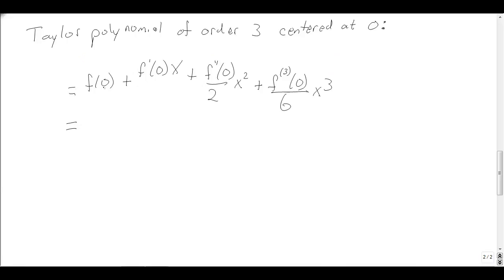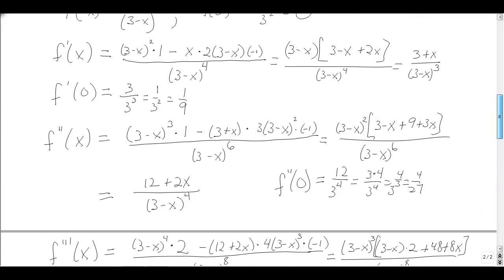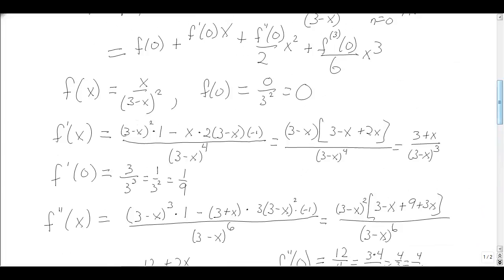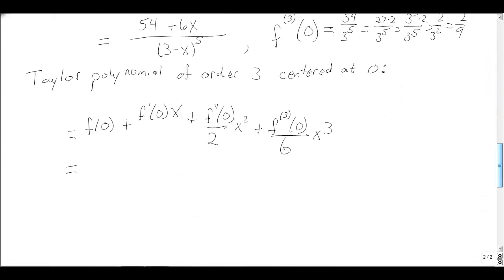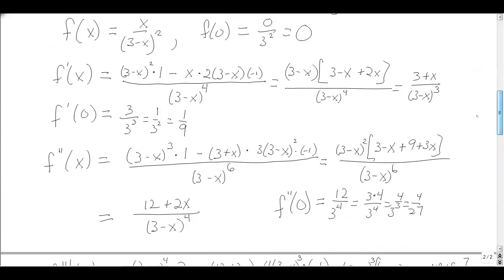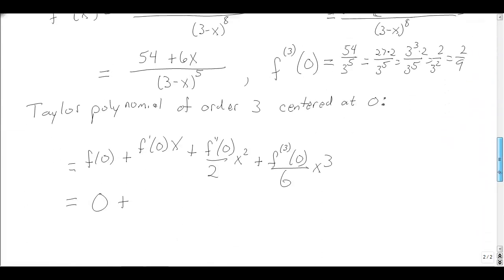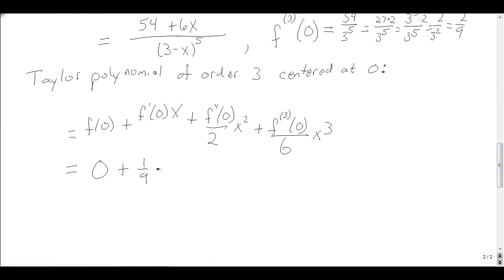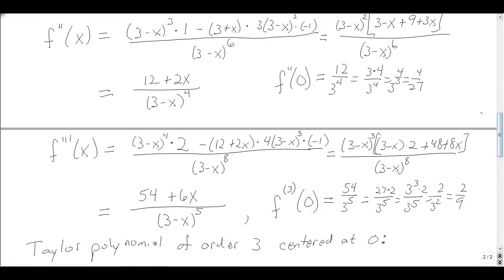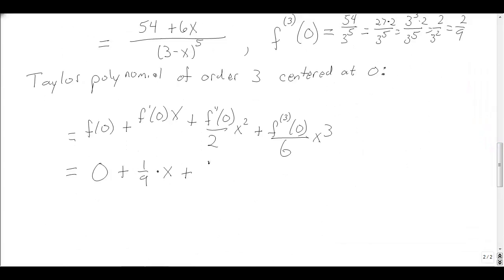Now we're going to just fill in our values. So f of 0, we did that up here. f of 0 is 0. So we put a 0 plus f prime of 0. First derivative value at 0 was 1/9. So you get a 1/9 times x plus second derivative valued at 0 was 4/27, but then you have a divide by 2, x squared. Third derivative evaluated at 0 is 2/9 divided by 6, x cubed.